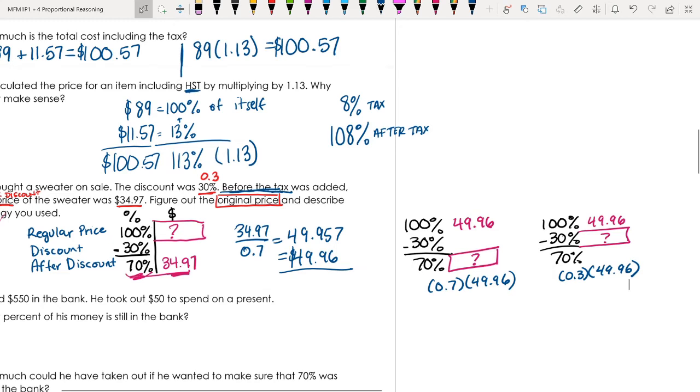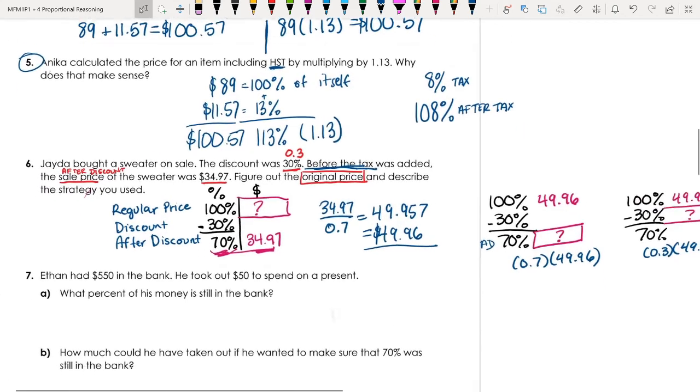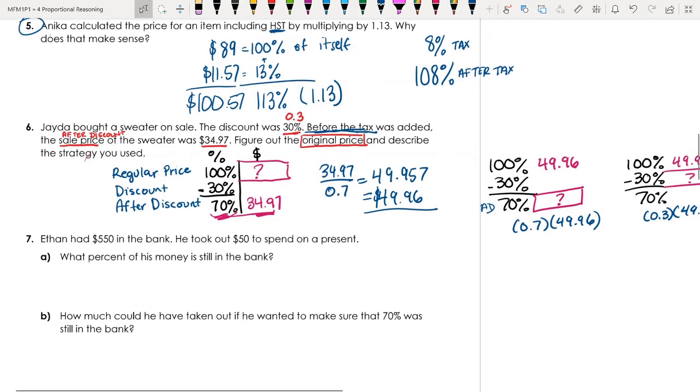So you can see it's normally that you're going to be multiplying. If you're finding the after discount, you multiply by 0.7. If you're finding the discount, you multiply by 0.3. Okay? And so those are the three kinds of percentage problems as they relate to discount questions. Alright, so hopefully I didn't spend too long on that, but if you understood, you're able to skip ahead, of course.